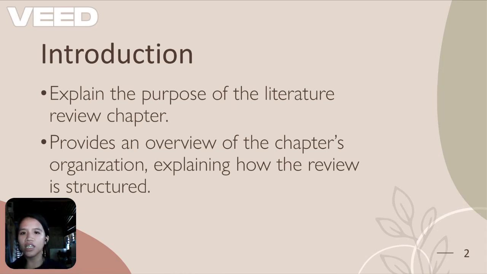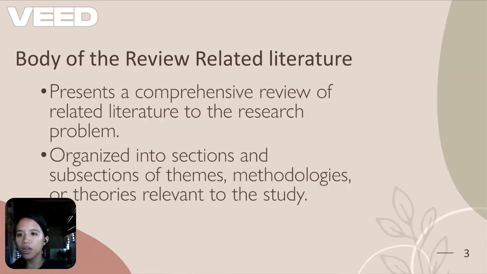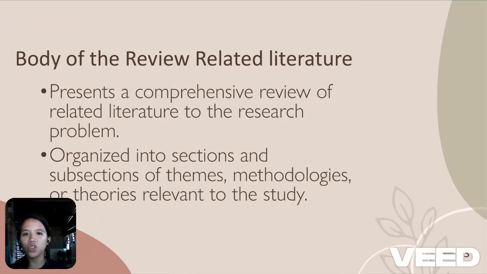So next is the body. The body of chapter 2 is the main part of the literature, where you can organize the literature by themes, trends, methodologies, or chronologically, depending on what best suits the research. In the body, it can also summarize and synthesize key studies, showing how they relate to the research topic.